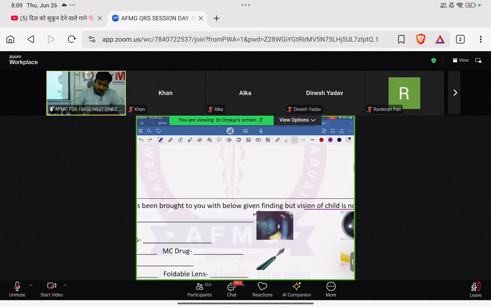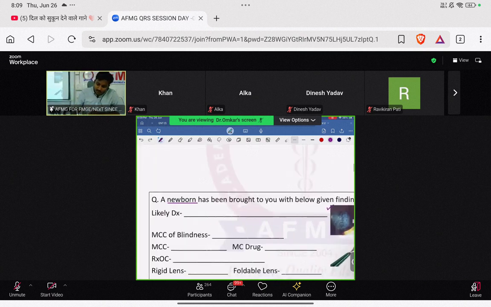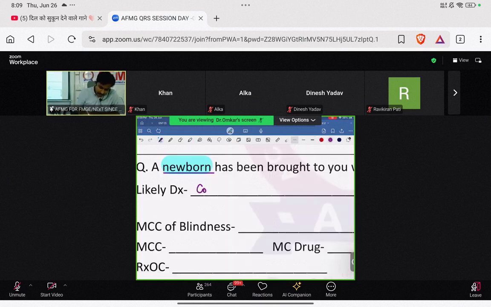Now, in this newborn, they say, beta, newborn बच्चे में अगर कोई cataract दिख रहा है, that has to be a congenital cataract. So definitely the likely diagnosis of this case is congenital cataract, beta. अब congenital cataracts are mainly of two types, beta. One is called a blue dot cataract and the second is called a lamellar or zonular cataract. ये वाला कौन सा है?